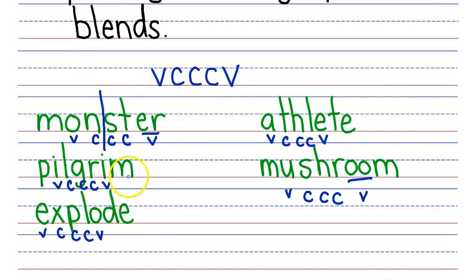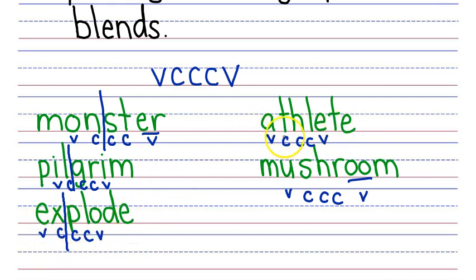Now in pilgrim, you have a consonant blend with the G that says G and the R that says R. They blend together to say gr. And so you put the syllable division before that blend. And you end up with first syllable pil, second syllable grim. Say it together fast, pilgrim. And explode, you have a consonant blend with PL. So you have a P that says P and an L that says L. That blends together to say pl. So you put your syllable division before the blend. And you have first syllable ex, second syllable plode. Say it together fast, explode.